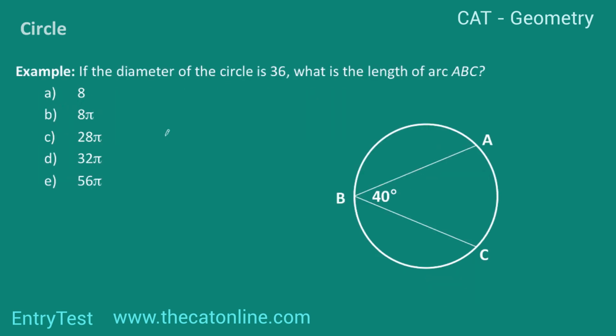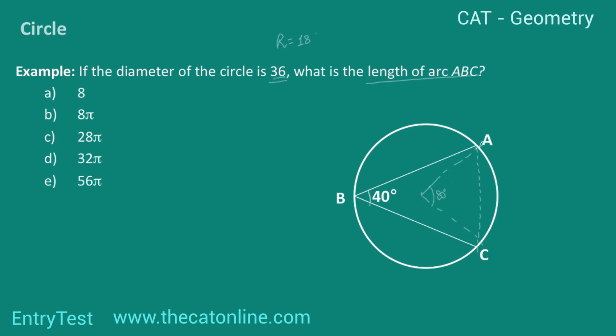Let's look at an example. If the diameter of the circle is 36, so I would understand that the radius of the circle becomes 18. What is the length of the arc ABC? So I have to find the length of the arc ABC. Now I would join AC. AC is the chord which is subtending an angle 40 at the circumference. So the angle subtended by AC at the center would be double of 40, which will be 80.